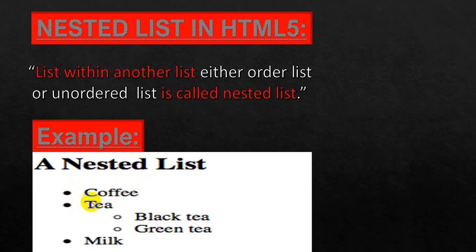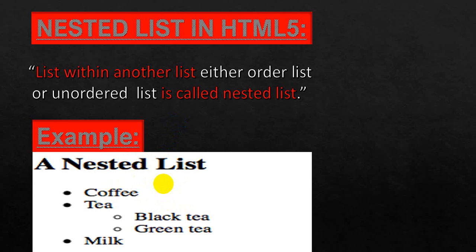Just see the example. In one list we have coffee, tea, and milk, and inside that we have again two items, black tea and green tea. Again this is a list where we have only two items, and in the first list we have only three items: coffee, tea, and milk. Now, on the basis of how many levels we have inside a nested list, there is a category in nested lists, that is single level and multi-level.